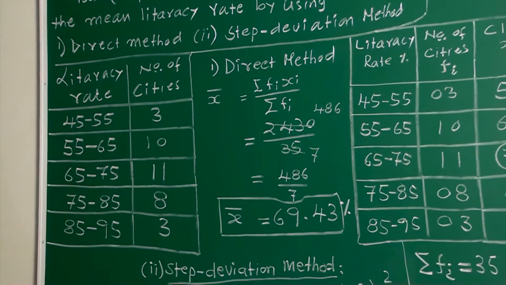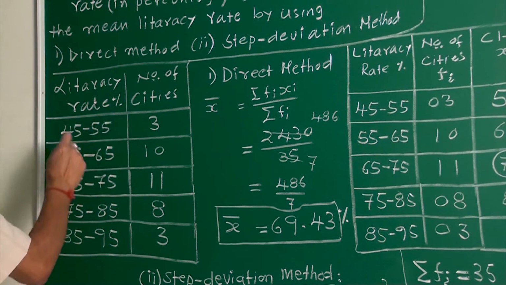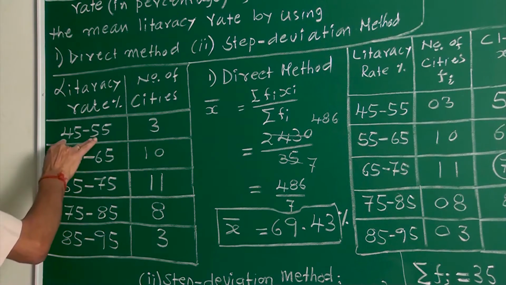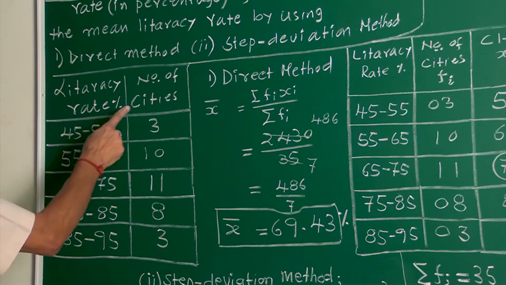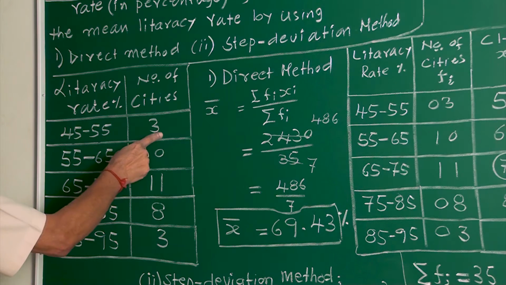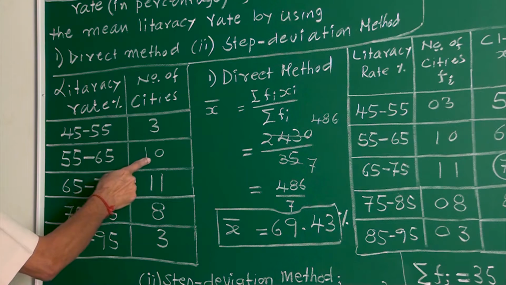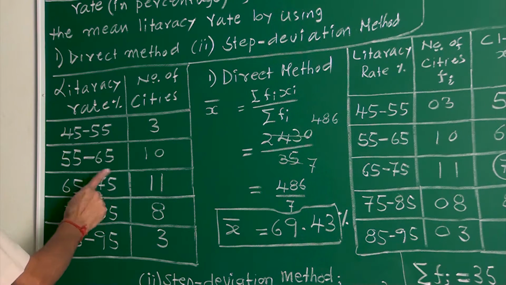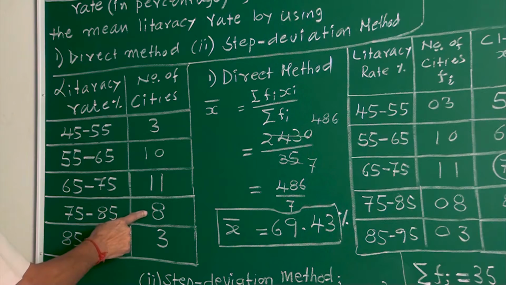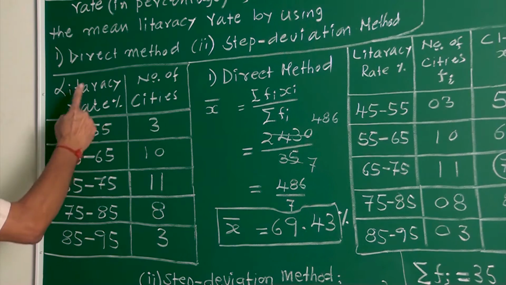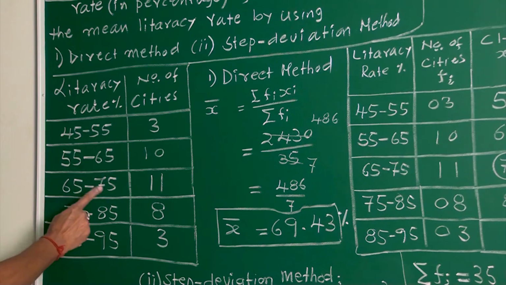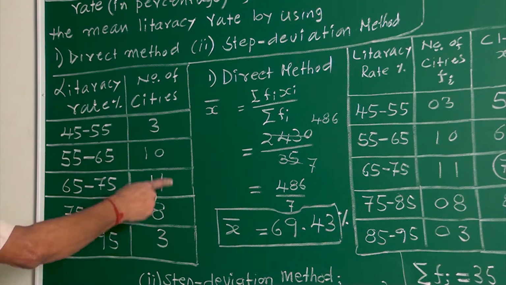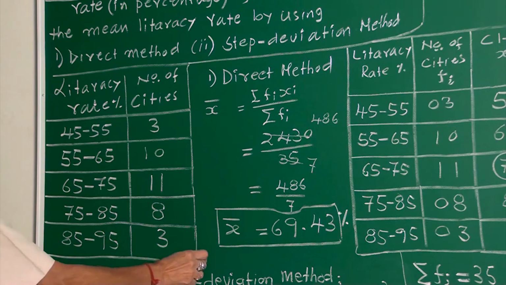Literacy rate in percentage and number of cities. In 45 to 55% literacy rate, there are 3 cities. 55 to 65, there are 10 cities. 65 to 75, there are 11 cities. Then 8 cities, and 3 cities. You want to find the mean literacy rate of this frequency distribution. This is the question.